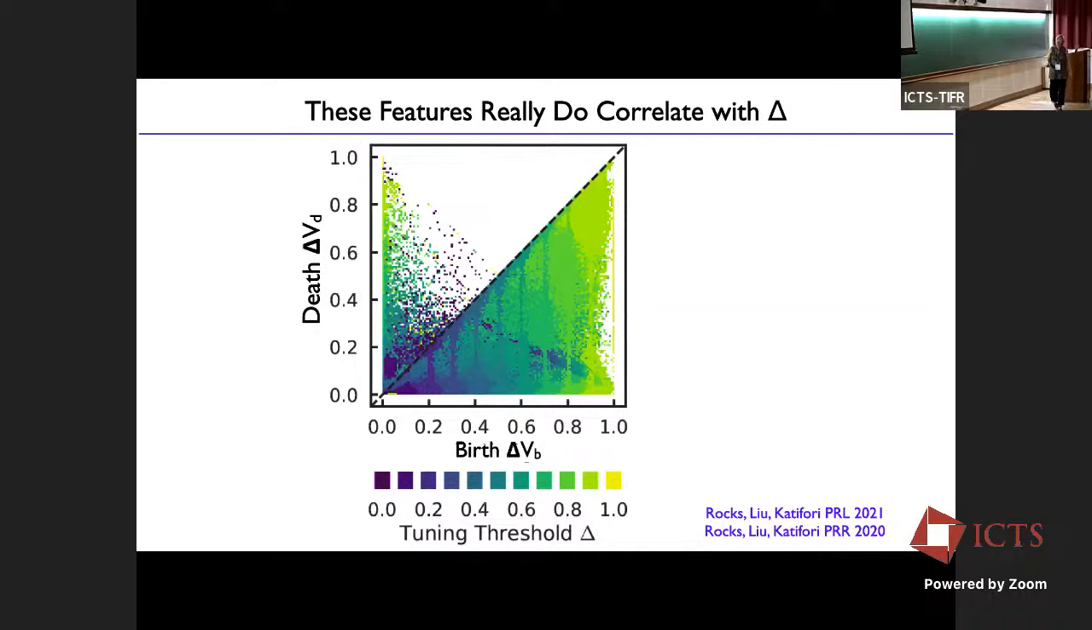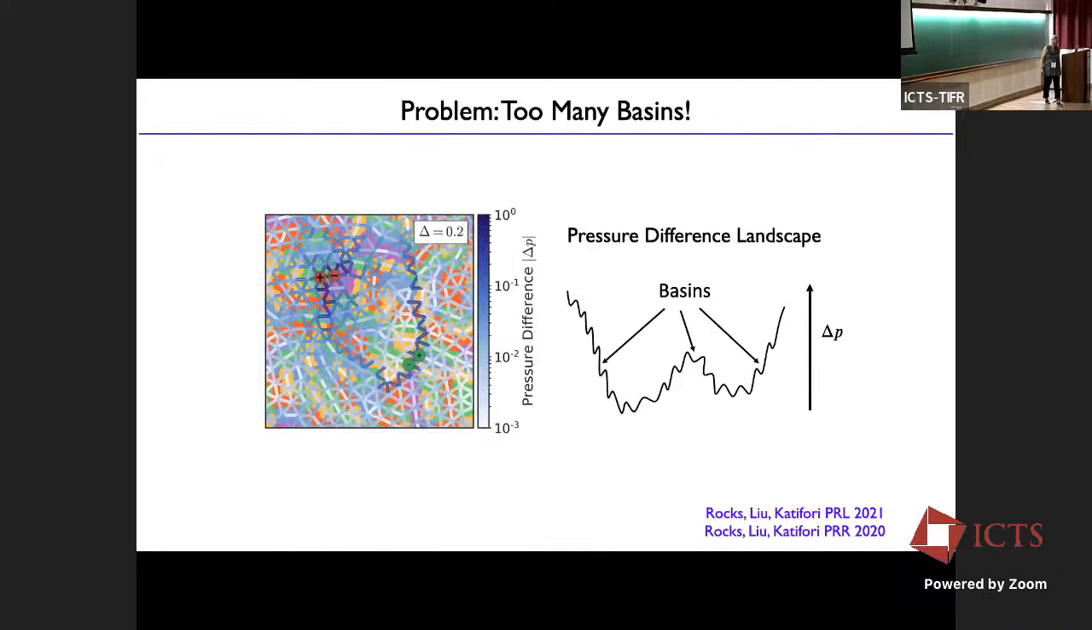Now, if you look at this, I'm looking at the system that has been tuned to all these different responses, 0.1, 0.2, all the way to 1. And you see these features appearing systematically. That's really showing you that the persistent homology has the information that we want. So how do we extract it?